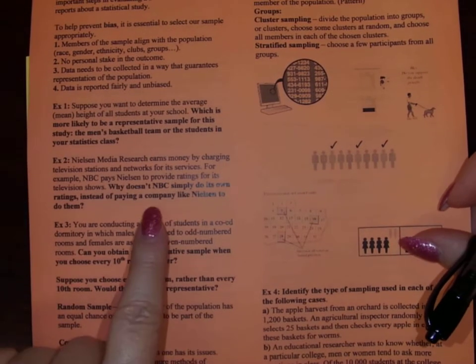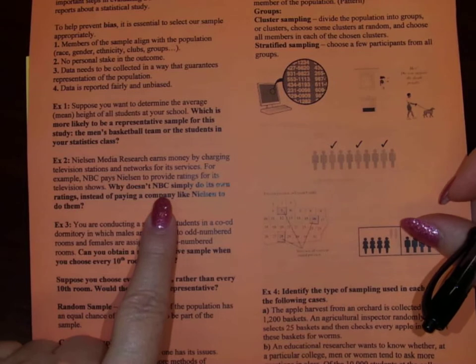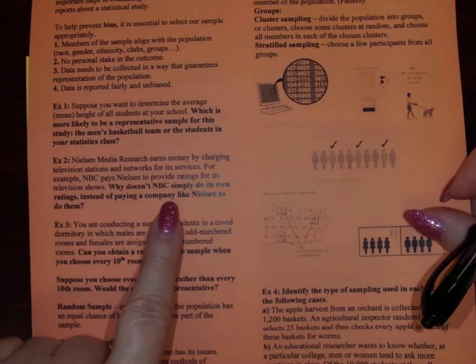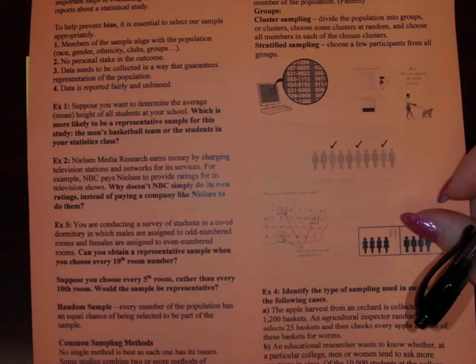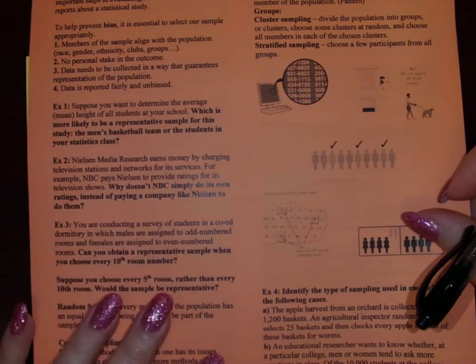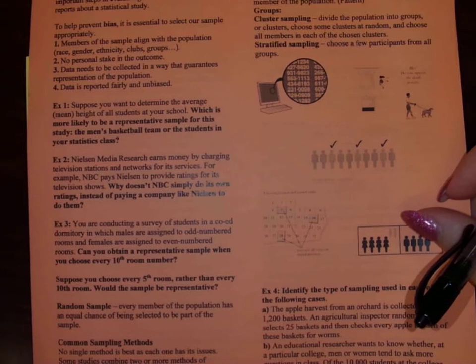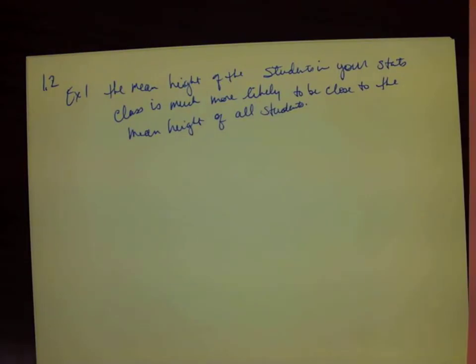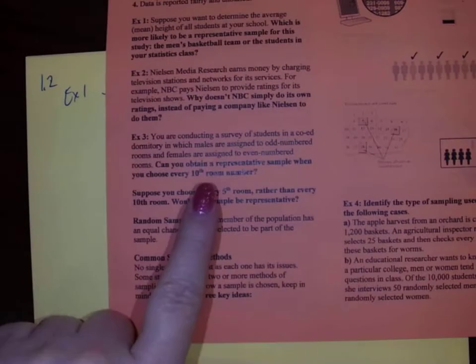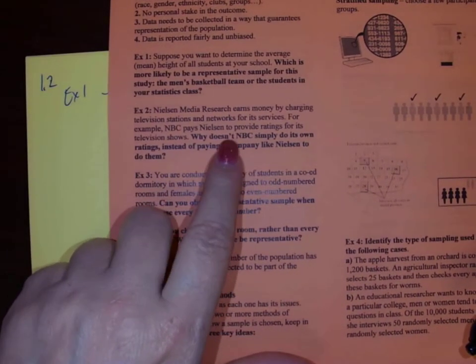Now, NBC would have a clear bias, and advertisers would say, I don't trust your ratings, because you're saying it's a high rating so you can charge more. By hiring an independent source, such as Nielsen, they can provide information that the advertisers are more likely to believe. So NBC would be looking at bias if they did it on their own, right?